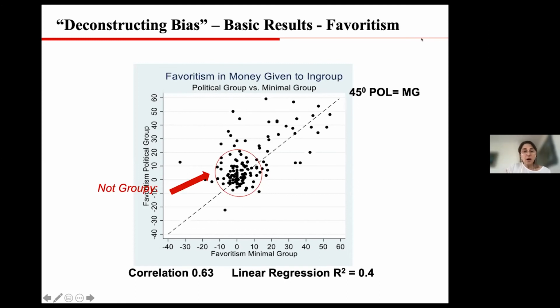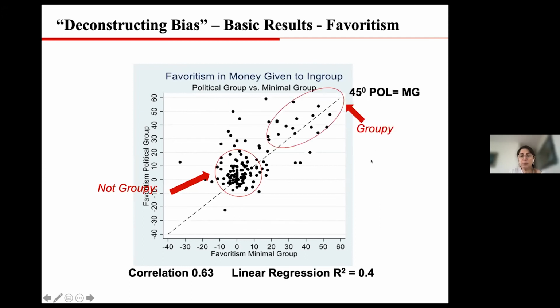All right, that's better. So what I've got here is now all of the subjects, and I'm seeing whether there are some people who favor their group in the minimal group treatment and favor their group in the political group treatment, or whether there are some who show favoritism in one of the treatments and not the other. And indeed, there's a very high correlation. This is the 45-degree line. These people in this circle are showing very little favoritism in either treatment. They're not showing favoritism towards their group in the minimal group treatment, and they're not showing favoritism towards their group in the political treatment.